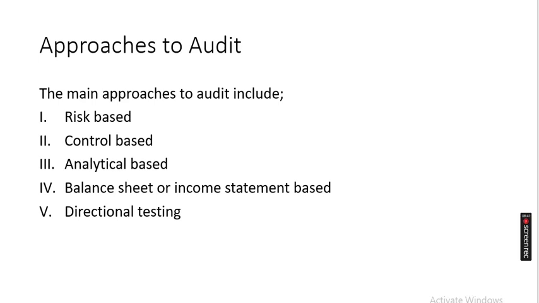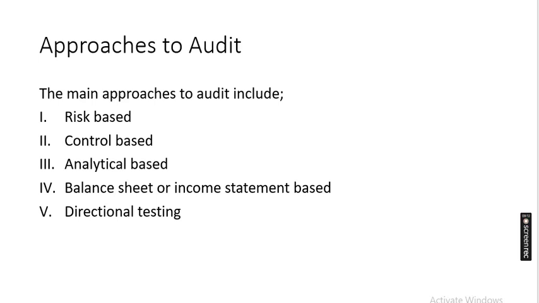So now, before we start the actual audit planning, you should understand, as an auditor, there are 5 approaches which we use. We have the risk-based approach. In this approach, as an auditor, you approach your audit based on the risk that you have found. So once you have found the risk, you come up with the procedures to address those risks. Control-based approach, you assess the controls of the company. If they are weak, you carry out more work. If they are strong, you carry out less work.